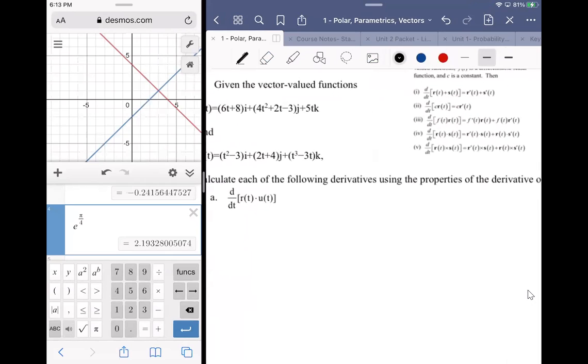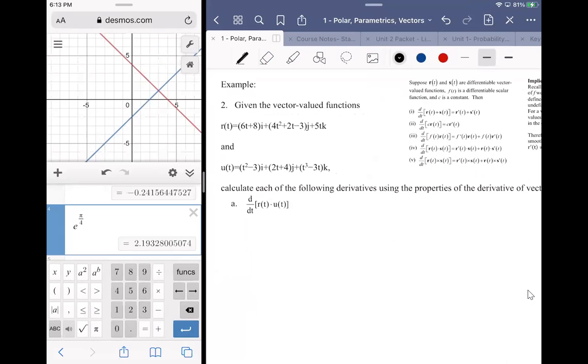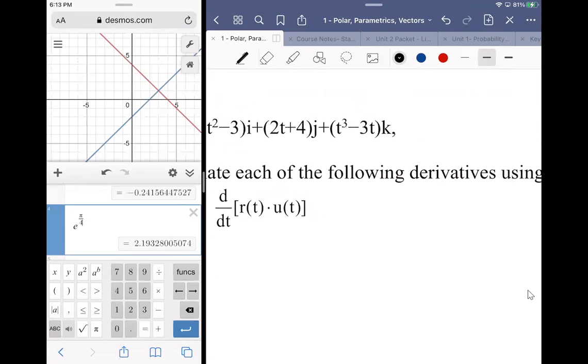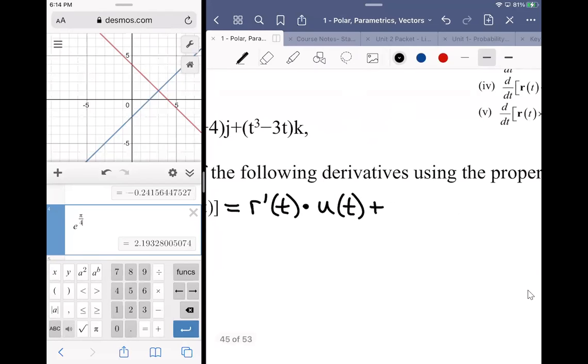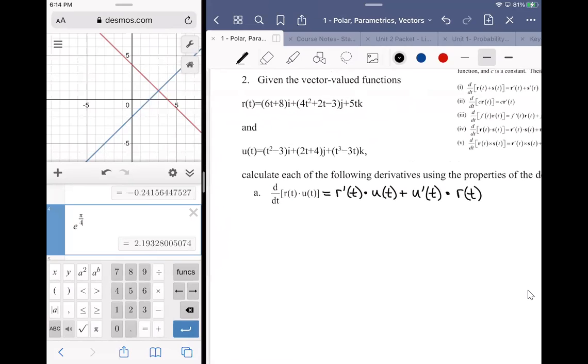So we're looking at calculating the derivatives using the properties, but specifically we're talking about the dot product, right? So the rule that involves a dot product: derivative of the first function dotted against the second vector-valued function plus the first function dotted against the derivative of the second function. In our rules it's R and S, but we're looking at a model that talks in terms of R's and U's, so we'll make that adjustment. So this is going to be R prime of t dotted against U of t plus U prime of t dotted against R of t. That's just our setup.